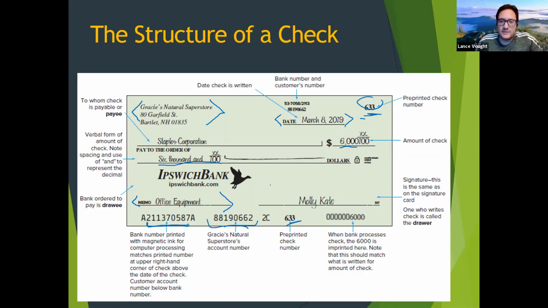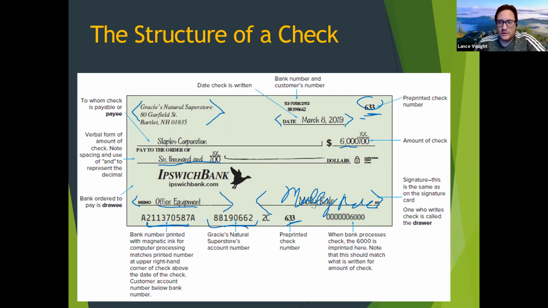And then this is the signature line. This is not what I would see as a signature. I mean, some people do sign and print, but I would expect it to be more like Molly Kate as your signature there. That typed out part kind of makes it seem like it's another memo or something like that. But Molly Kate is basically the person assigned on behalf of Gracie's Natural Superstore to sign for the checks. The memo is saying that $6,000 was transferred for office equipment.